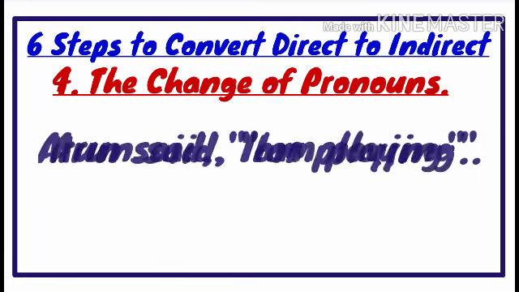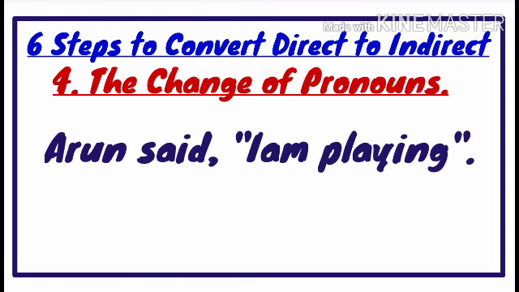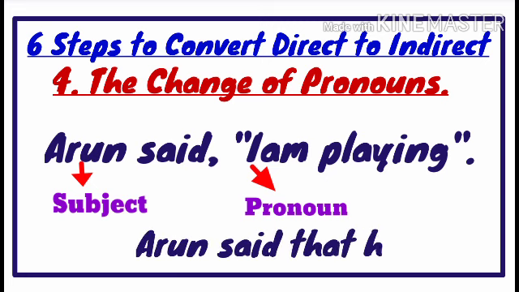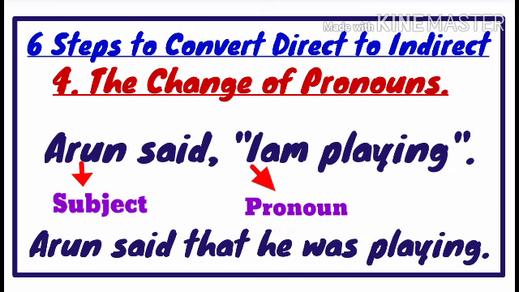Arun said, I am playing. Arun said, comma, quotation, I am playing. So here I is the pronoun we have to change. Remember, who is the subject here? It is Arun. So when we change, it will come, Arun said that he was playing. So I changed to he. Why we changed to he?